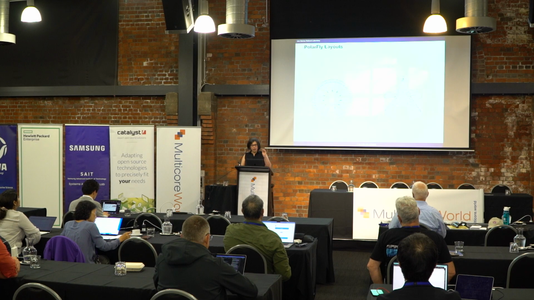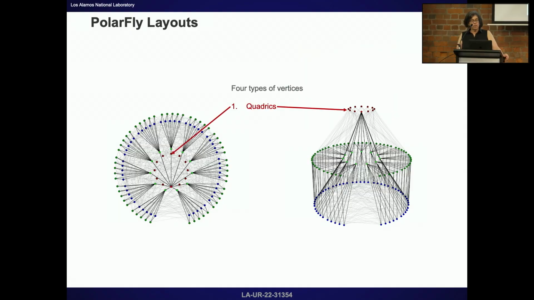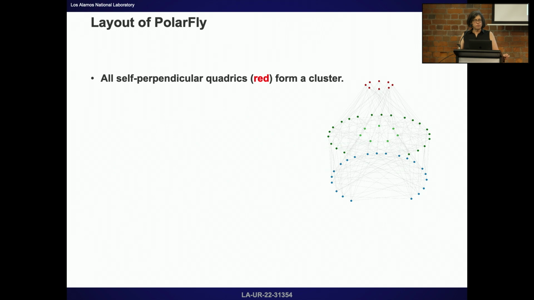So how do we lay it out? So I'm going to now show a few PolarFly layouts. We have basically 4 types of vertices. The quadrics, so those are the ones that are self-orthogonal, and there's q plus 1 of those, where q plus 1 is your degree. Centers, they're a special thing that one of the quadrics is attached to. And then you've got the V1 and V2 vertices that each center is attached to.